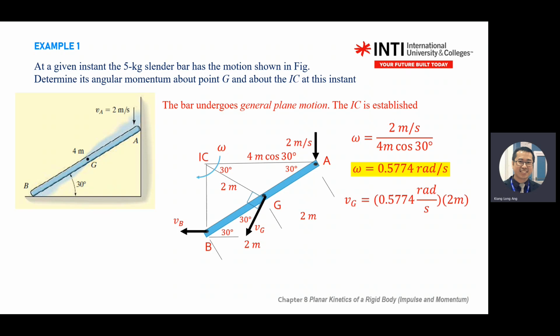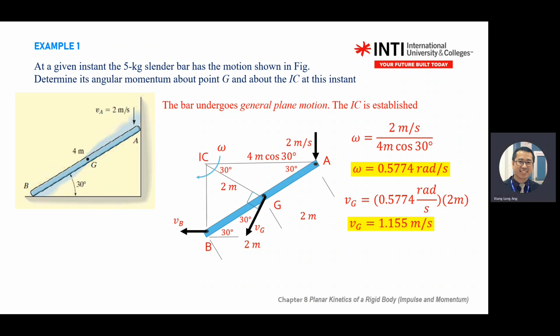Okay. Once you find omega, you can find Vg. Okay. Vg, what is Vg? Vg equals omega R. So once you have the omega, the whole object will follow the same omega. Because the whole object rotates in the same way, no matter what point you choose, all the points will rotate in the same omega term. So Vg here is omega R.